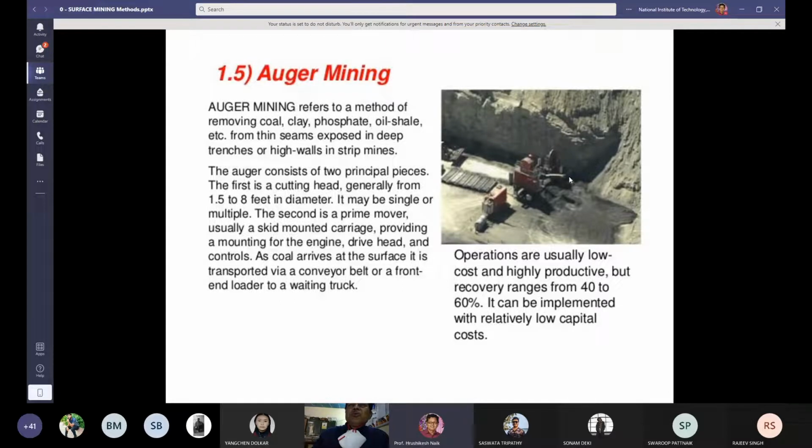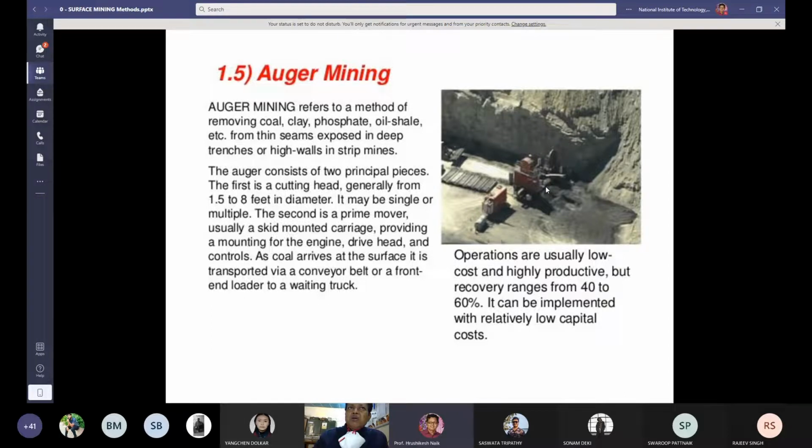The deposit is thin and horizontal, and it is covered by overburden materials. So the coal seam deposit is very thin. Therefore, you have to go for auger mining. Auger mining consists of two principal pieces of equipment. The first is a cutting head, the machine through which you are going to mine, called your auger.